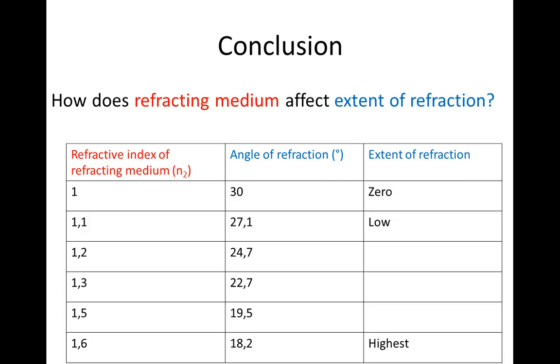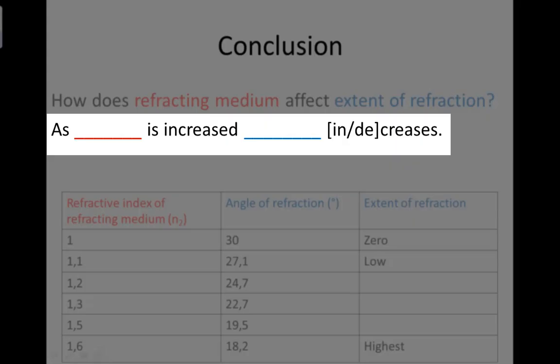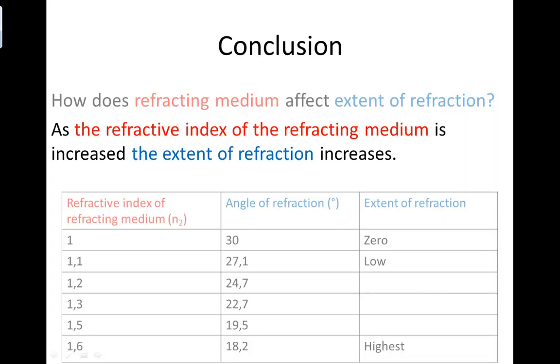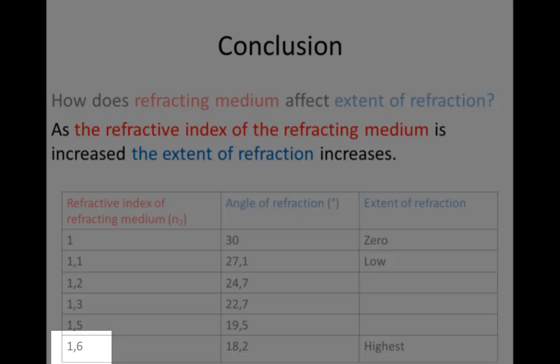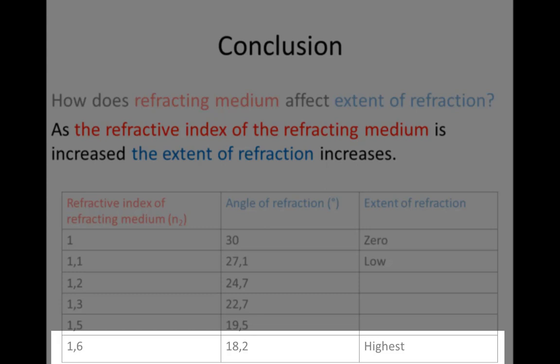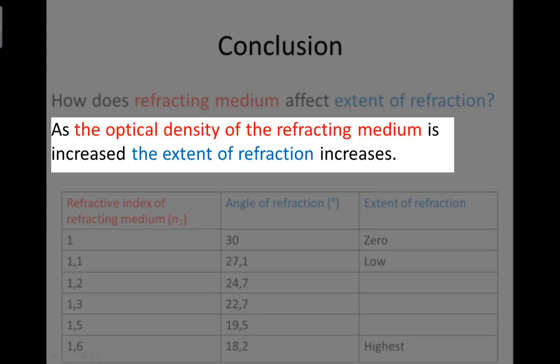So when we answer the question, how does refracting medium affect extent of refraction, we must bear that in mind. And what is the answer to this question? We can give it in this format. As the independent variable is increased, what happens to the dependent variable? Does it increase or does it decrease? And I hope what you've said is, as the refractive index of the refracting medium is increased, the extent of refraction increases. So we can see here 1,6 was our highest refractive index. That was the most difficult material that the light was going into, and that caused the greatest extent of refraction. We can also word this as, as the optical density of the refracting medium is increased, the extent of refraction increases.